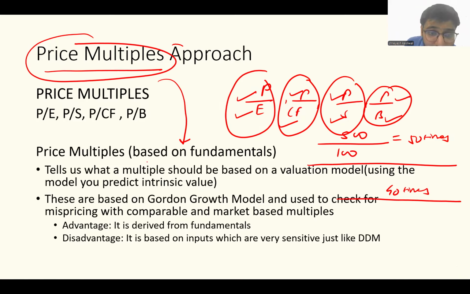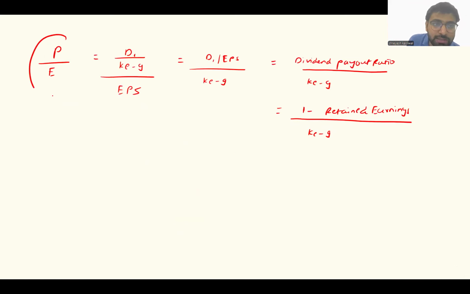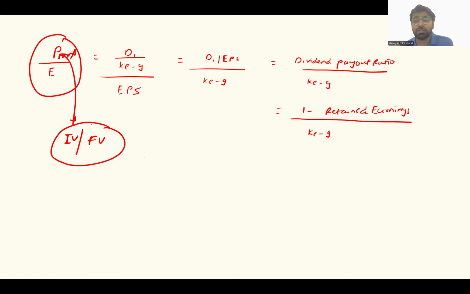Sir, then what do you mean by price multiples that are based on fundamentals? Sir, all you have to do is, let's take an example of the P to E ratio. Instead of using the market price per share in the numerator, we use the intrinsic value or fundamental value of that particular stock. Sir, what is intrinsic value? Sir, what is fundamental value? The true value of the stock as per your analysis. This is the true price of the stock. And the moment you use that in the numerator, you're talking about a price multiple that is based on fundamentals.